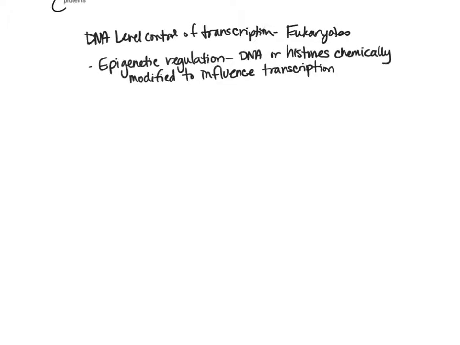All right, so I'm just going to very briefly mention some DNA level control of transcription. And this is for eukaryotes. So first we have epigenetic regulation, which is where the DNA or the histones are going to be chemically modified to influence transcription. So given the certain circumstances that the organism finds itself in, it's going to actually change chemically what DNA is available or change the histones to make certain DNA available, and it's going to be chemically modified to adjust transcription.